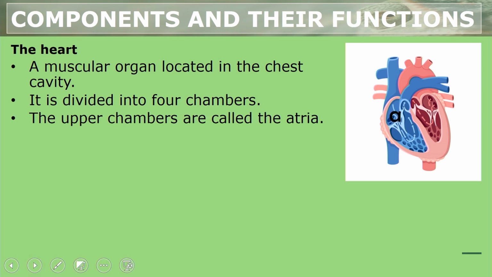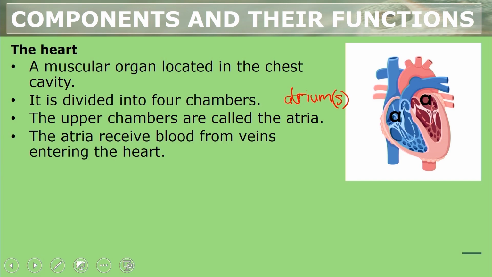The upper chambers are called the atria together. If it's one chamber which is on top, it's called the atrium. I'll just write S to show that it's singular for one atrium. Then the function of the atria is to receive blood from veins that are entering the heart.